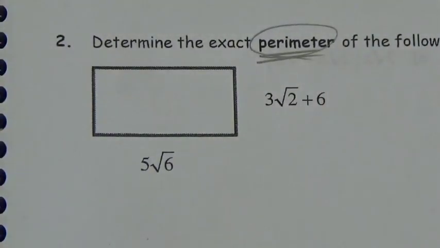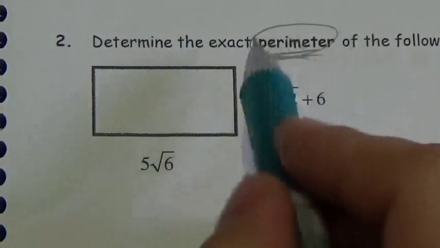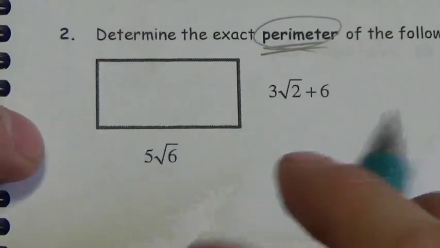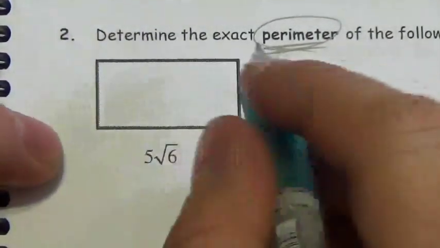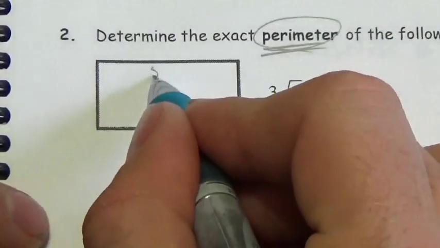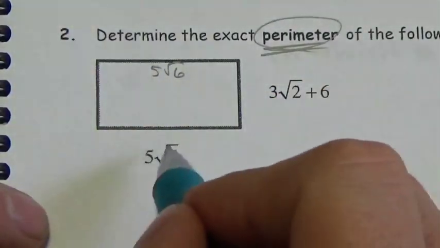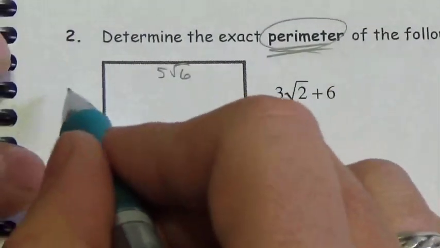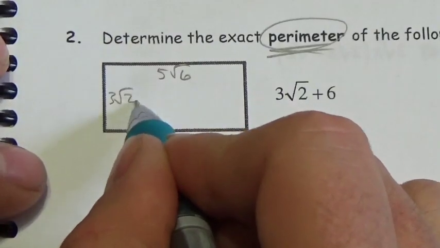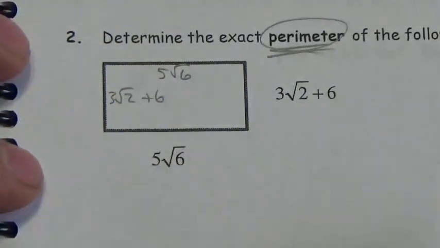Because as soon as we get to this level and start working with values or expressions like this, people tend to do the weirdest things when you're asked for perimeter. Perimeter is the sum of these sides here. Now we're assuming this is a rectangle, which means this side up here has got to be the same as the one below it that it's parallel to. This side over here is also going to be the same as the one that it's parallel to.